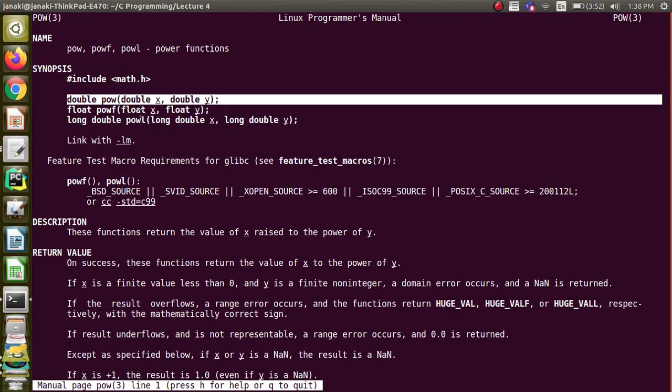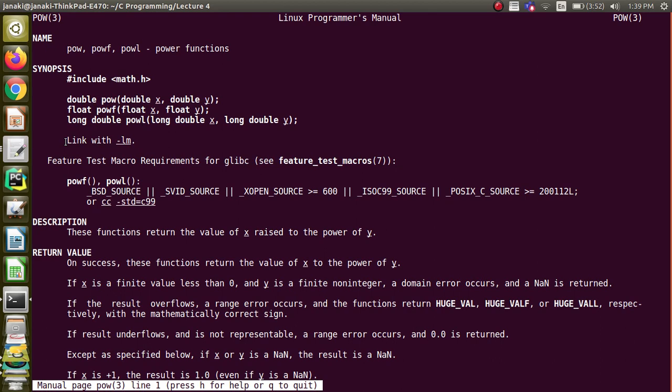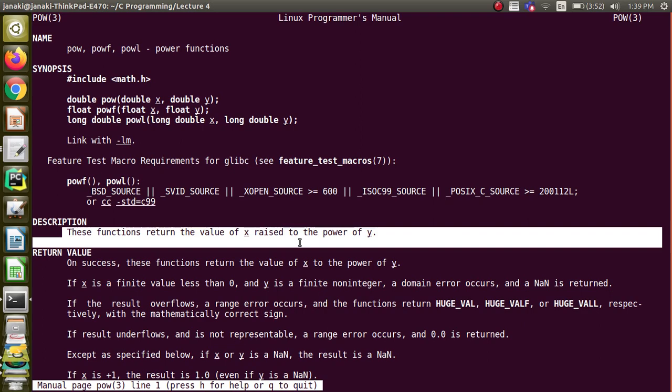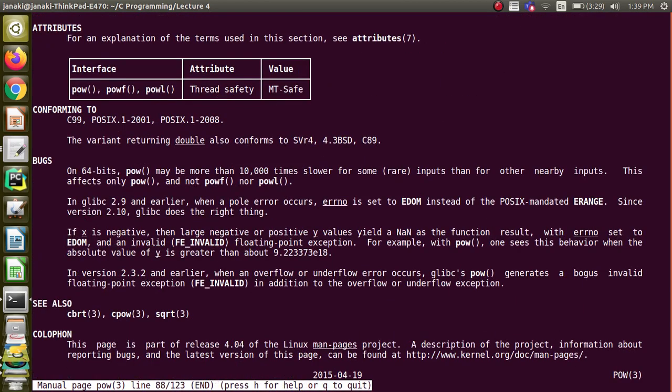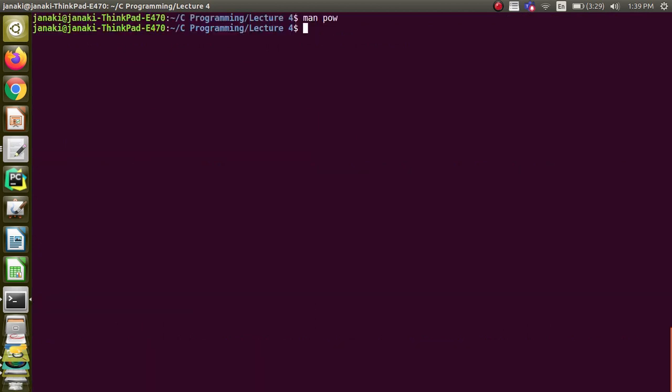Similarly there are also other functions like powf, powl, but we are not very much interested in those. But you should also note in the manual itself it is given that you have to link using -lm, and in the description part you will get to know about the operation of the functions. In the description you can see that these functions return the value of x raised to the power of y. That is the purpose of the function. There are also more details which you can read or ignore. If you want to come out of the manual, you just give q.